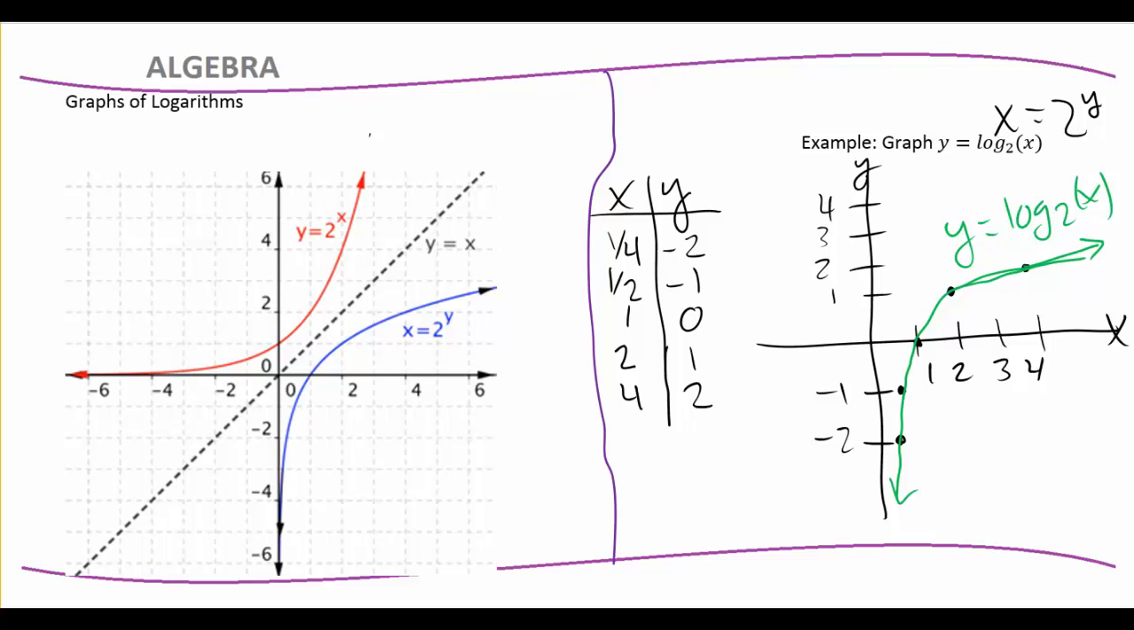Lastly, I want to compare this graph to the graph of the exponential function y equals 2 to the x that we graphed before in the exponential function video. And here it is on the left. We can see that it is the inverse because it's reflected over y equals x.